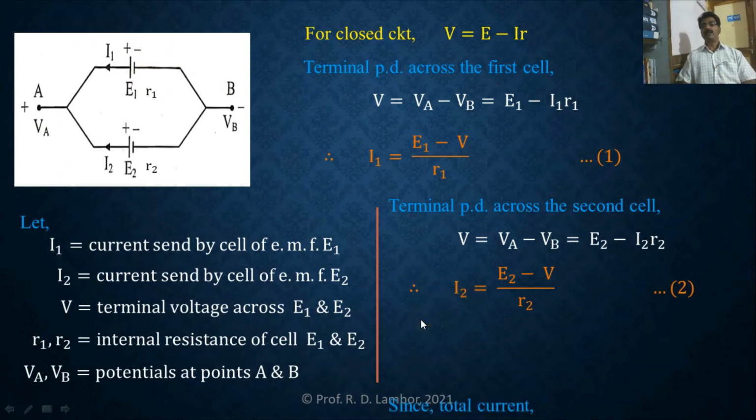Since the total current coming into this point or this branch, total current I equal to I1 plus I2, you will get. Because in parallel combination the current rating of the battery increases, the current capacity of the battery increases. So this gives you the total current flowing through that battery, I1 plus I2. Now using equation 1 and equation 2 we will put the values of I1 and I2 in equation 3.